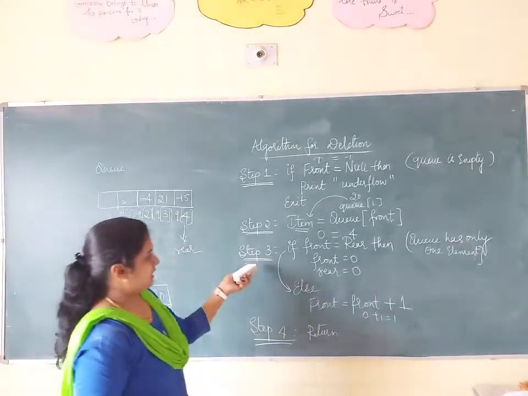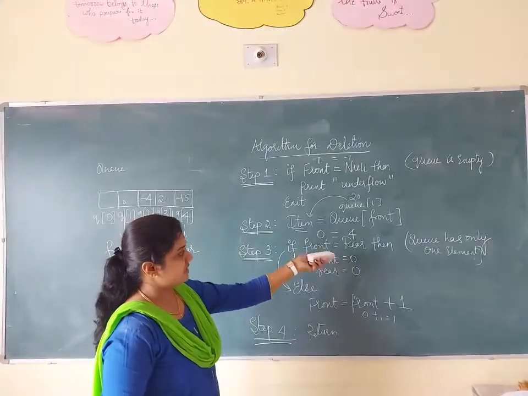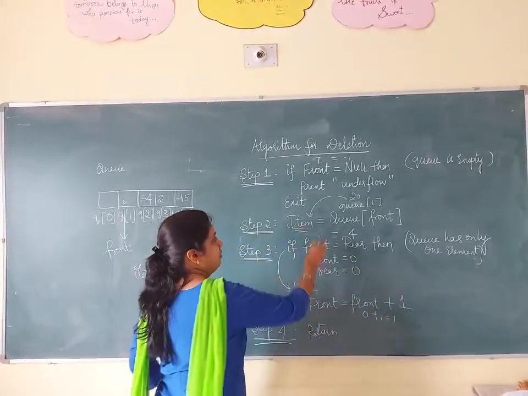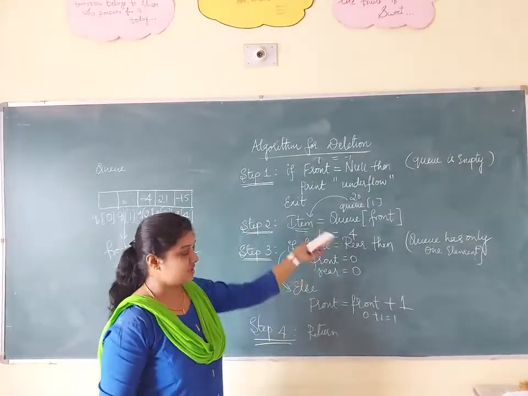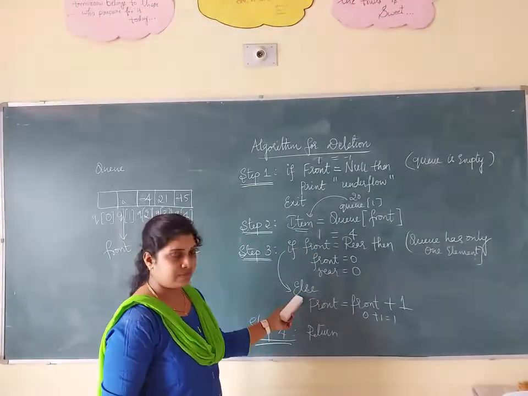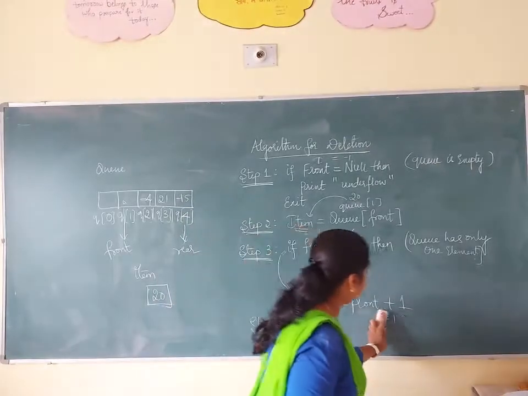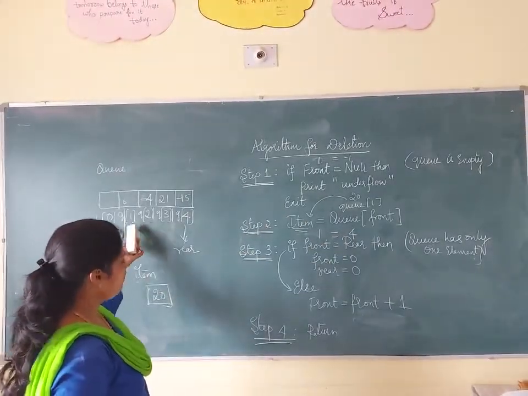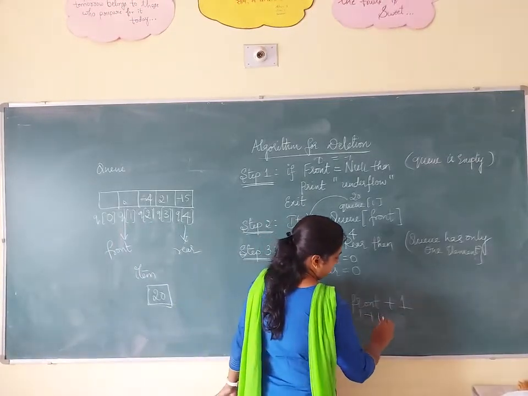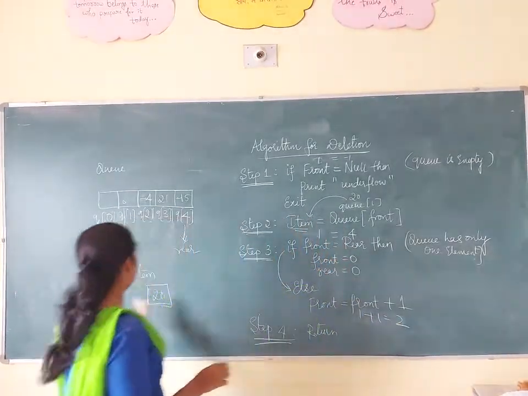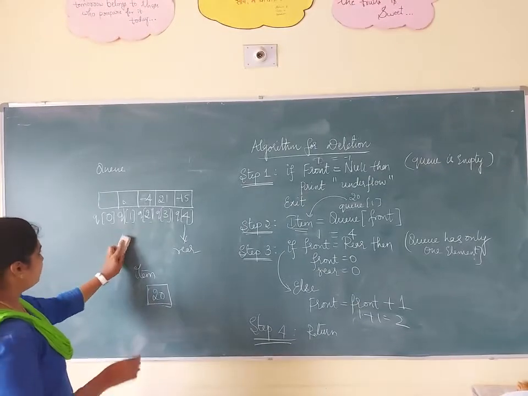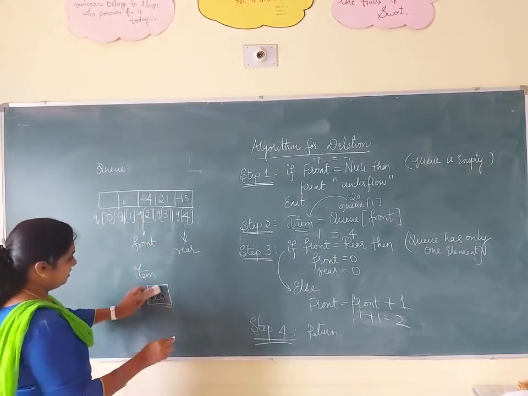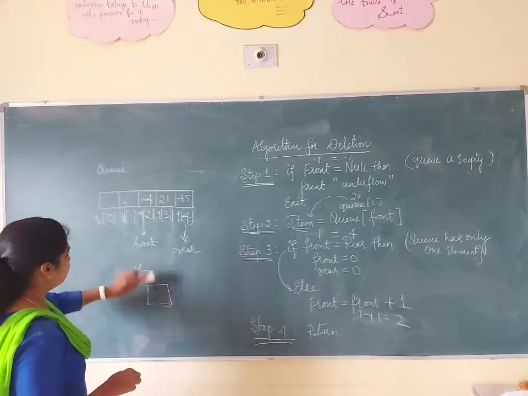Then it will come to step 3. If front is equal to rear, what is my front value? 1. Is 1 equal to 4? No. It will go to the else part. Front is equal to front plus 1. You have to increment the front value. What is my front value? 1. 1 plus 1 gives 2. So now the front is incremented to position 2, and this will be automatically deleted.